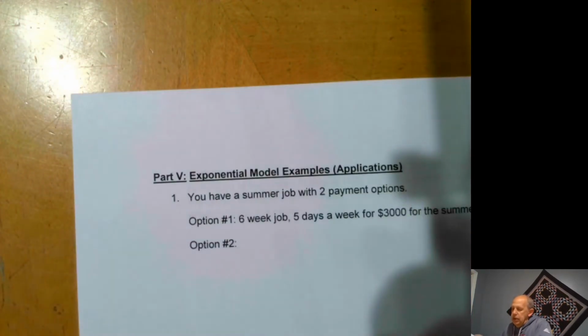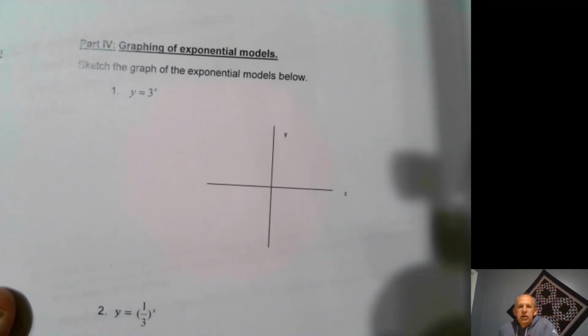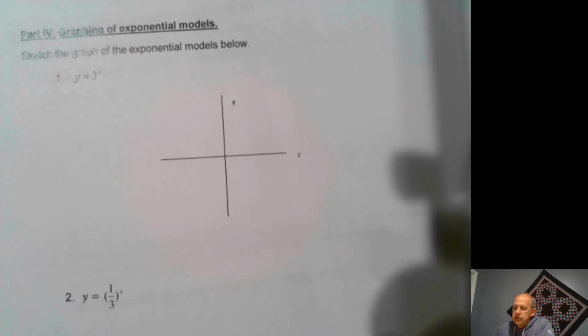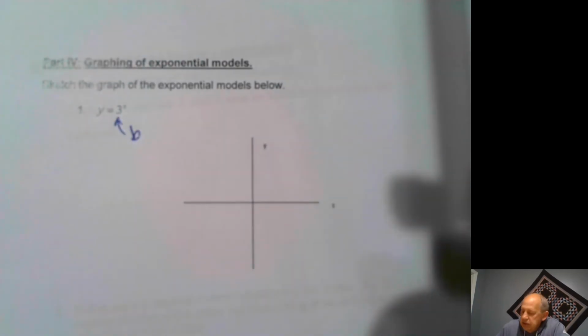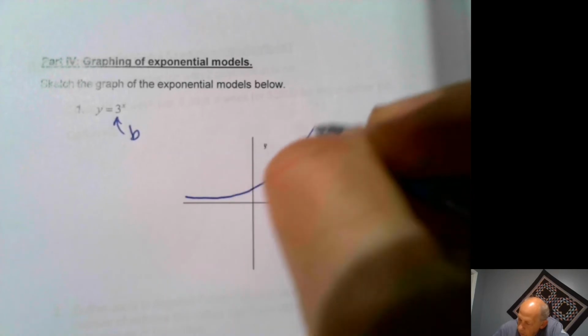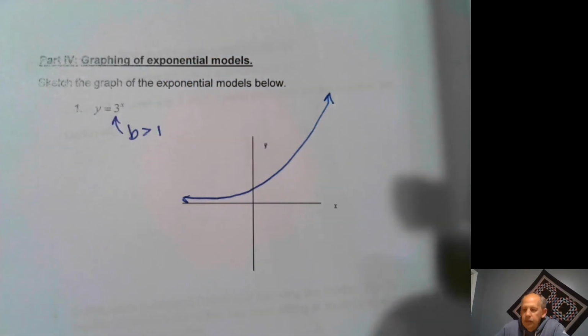What I want to do here is I want to see if I can recognize some graphs based upon the exponential model that's given. So y is equal to 3 to the x. Here's my base b. Whenever I have a base that's bigger than 1, I have exponential growth. The model is going to swoop up like that because my base is greater than 1.